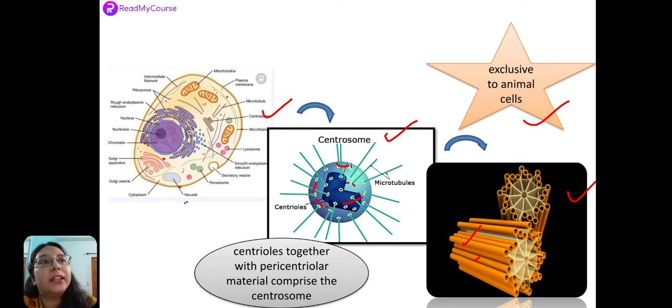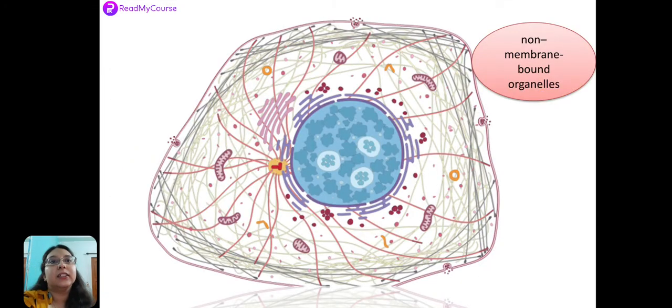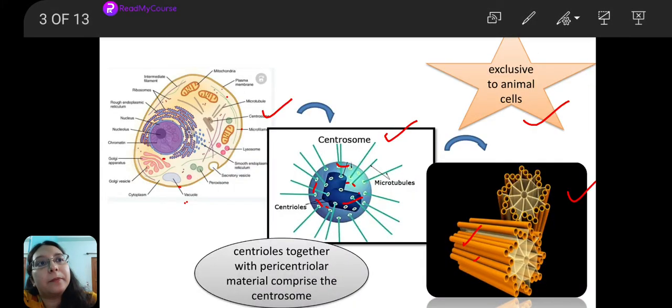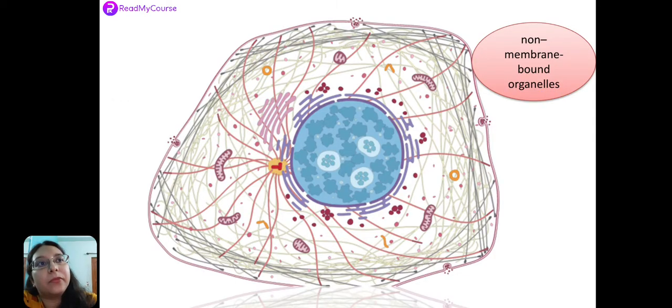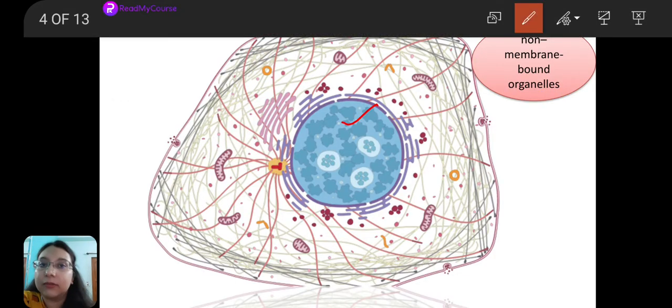Okay, so with that we move to the next slide. This is the structure of a eukaryotic animal cell, as you can notice. This is the nucleus. Just beside the nucleus, we find this red structure. This is the centrosome, and these two T-like structures, two structures forming a T, are the centrioles inside the centrosome, right?